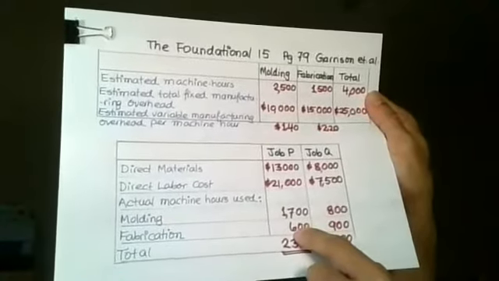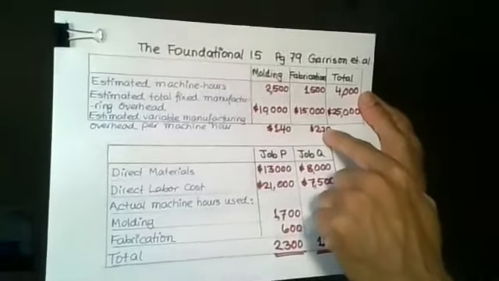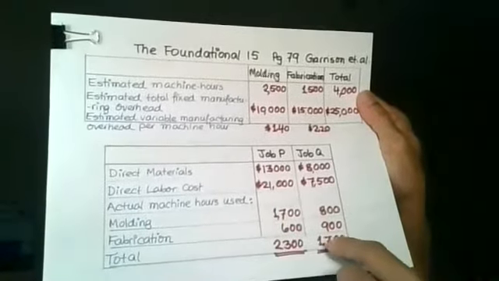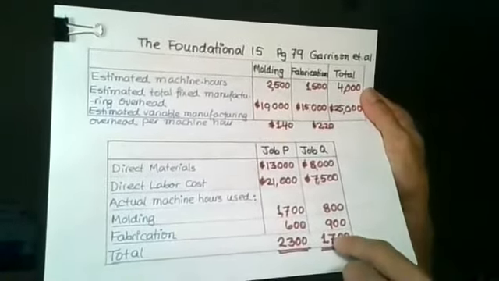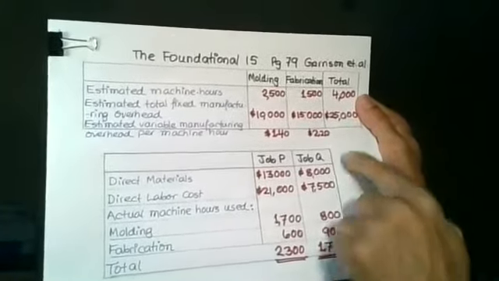600 hours assigned to job P. So the hourly rate is $2.20, and 900 hours is assigned to job Q, and we're going to multiply it by the same rate, $2.20. So that's our question. Remember, easy question, and these are the solutions.